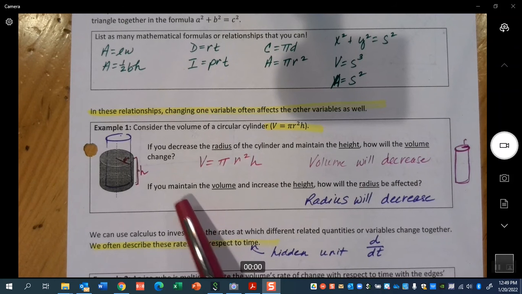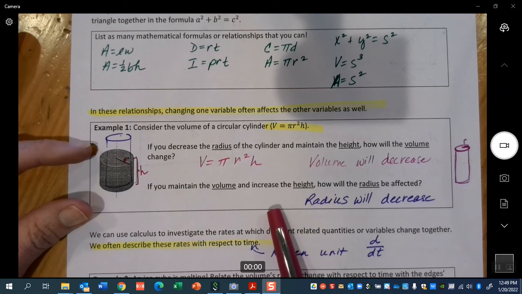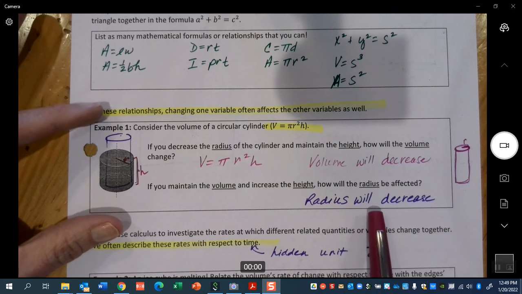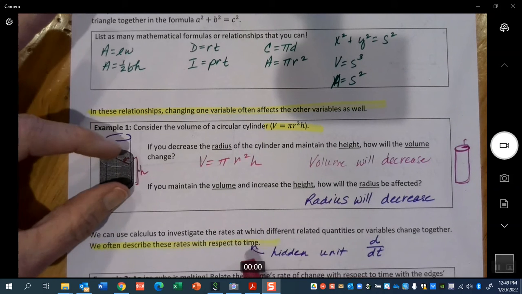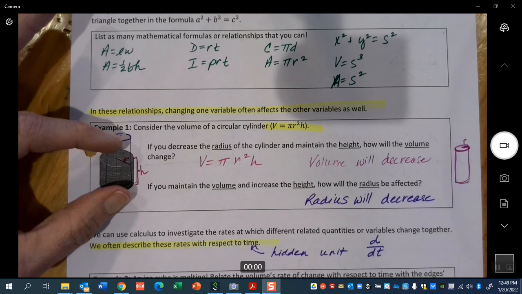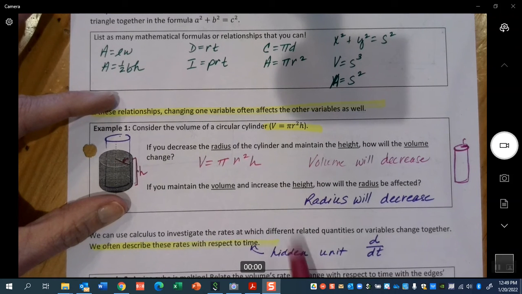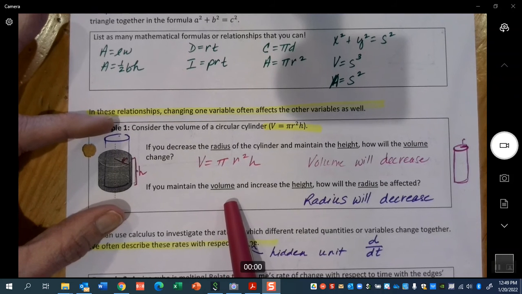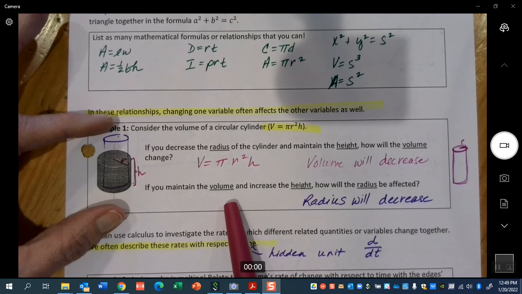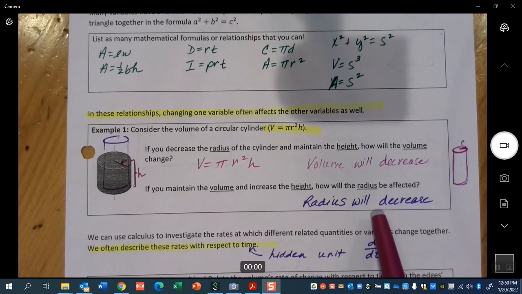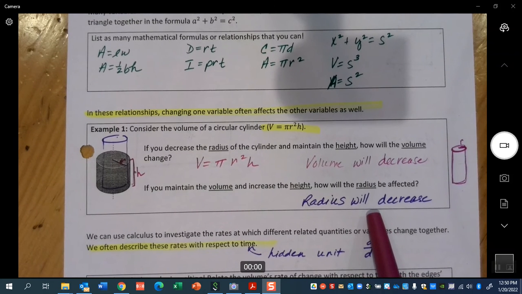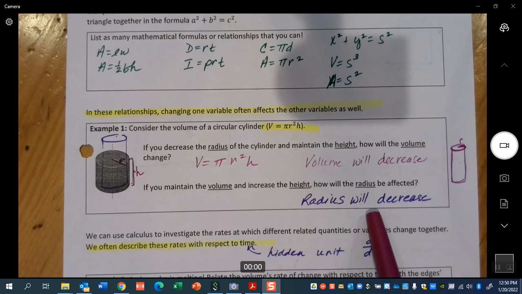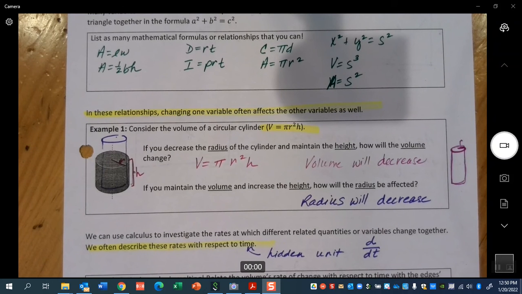Second conversation: if we maintain the same volume and we increase the height, how is that going to change the radius? So if I'm increasing my height, I'm going to be changing my volume, or if I want to have my volume be constant, then I'm going to have to make sure that the radius decreases. Taller height, same volume, that radius is going to have to decrease.